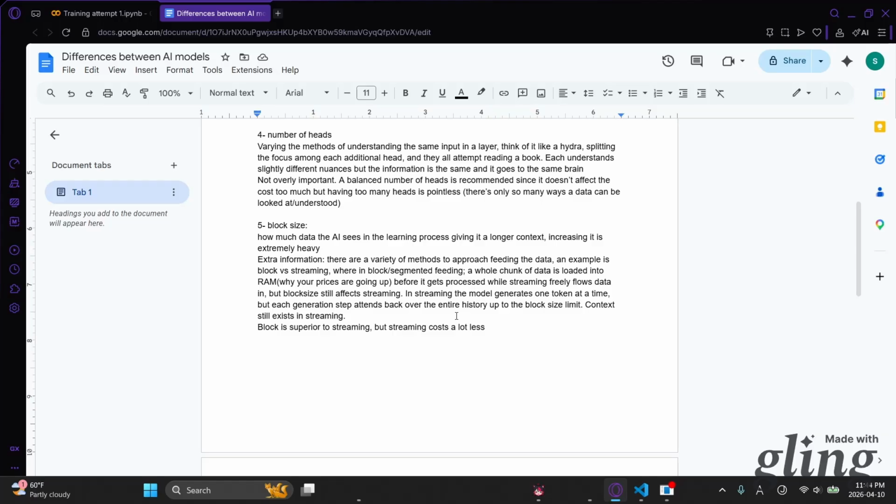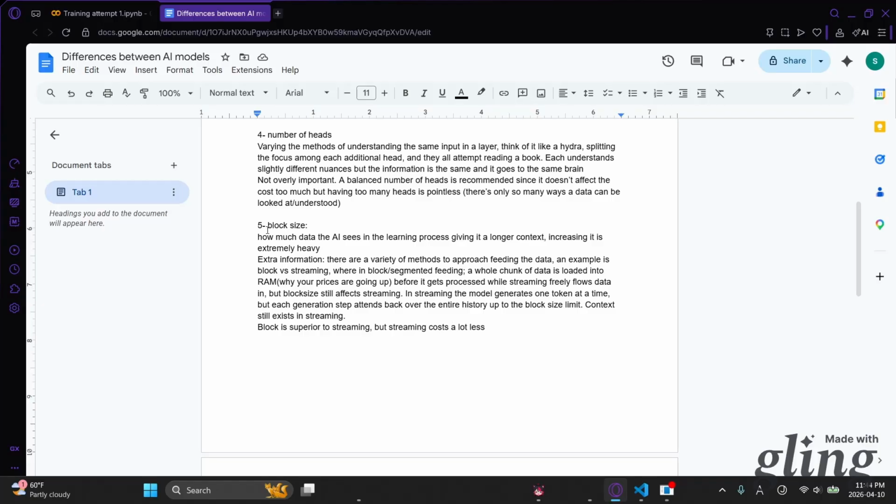While streaming flows the data inside of the AI and it actively learns it and goes through it. So no RAM is required for streaming, but for block, it is required. And block is superior to streaming. That's why RAM prices are going up, and that's why it's so important.